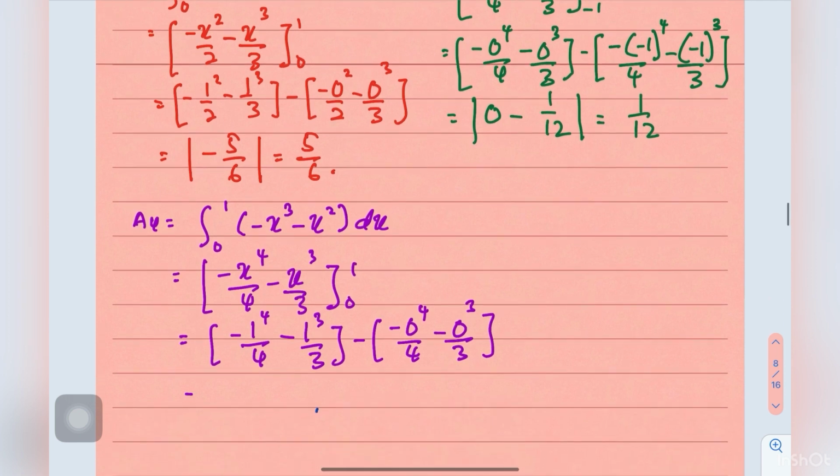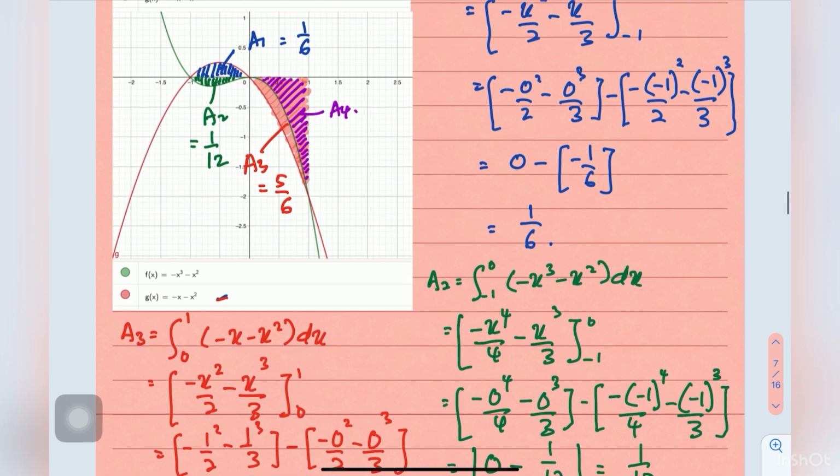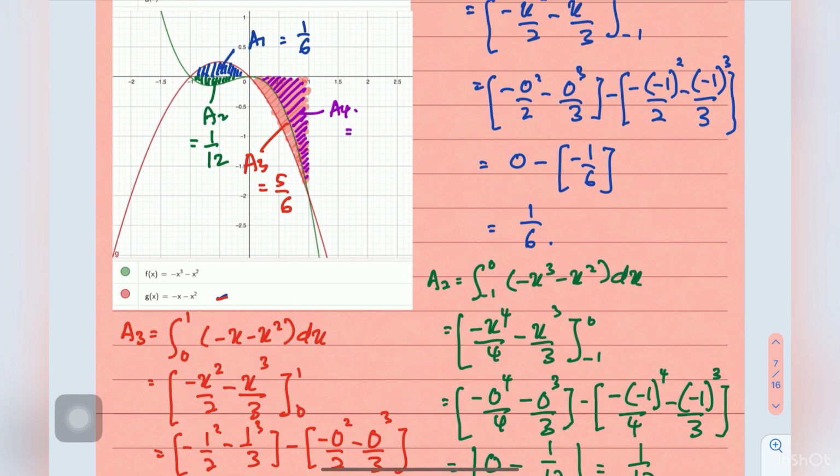Okay, so this one you will get negative 7 over 12. Okay, so you put in the modulus, 7 over 12. So A4 is 7 over 12.